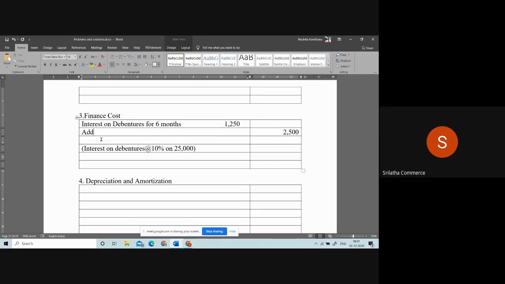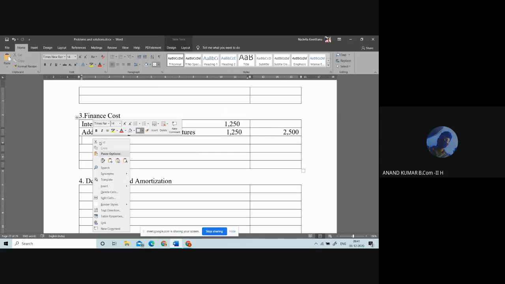So outstanding interest on debentures will be how much? 2,500 minus 1,250 comes to how much? 1,250. So the total comes to 1,250 plus 1,250, 2,500, which is your interest on debentures. Is it clear for you all? Yes, ma'am.